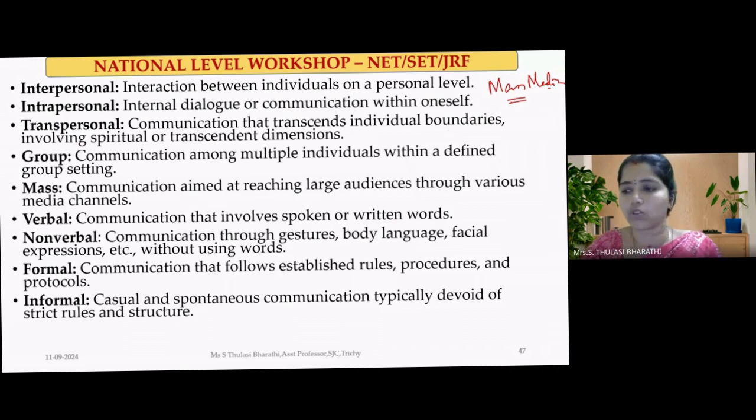And these questions are also being asked this time. We have interpersonal. Interpersonal means talking between individuals. Intrapersonal means with myself. Transpersonal means a spiritual level of communication. Group communication means, like in classrooms, we used to have group communication. And then mass communication through YouTube, Insta, Facebook, internet. When we reach a wide, heterogeneous audience, then we call it mass communication.